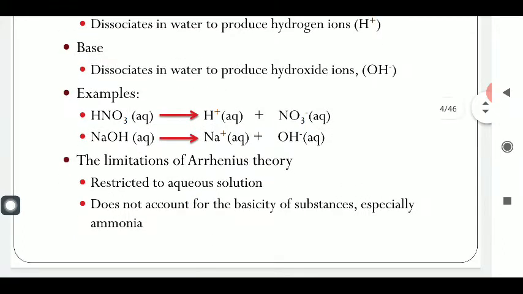Now this theory you have done in the previous classes, but now we are looking for the basic limitations of the Arrhenius theory. This theory is restricted only to aqueous solutions. You can easily observe this property here. In these two examples, the medium of the reaction is water. Without water, the acidic and basic properties can also be proved, but this point is not included in the Arrhenius theory, and that's why we have to discard this theory, on the basis that it is limited only to aqueous solutions. This theory does not account for the basicity of substances, especially ammonia.